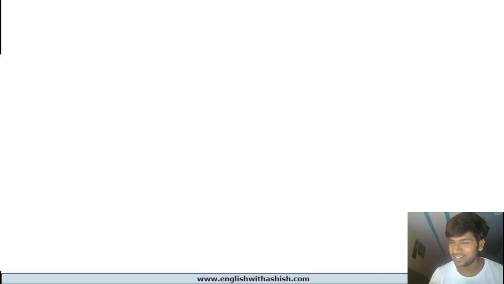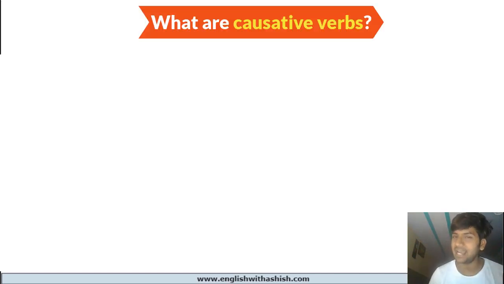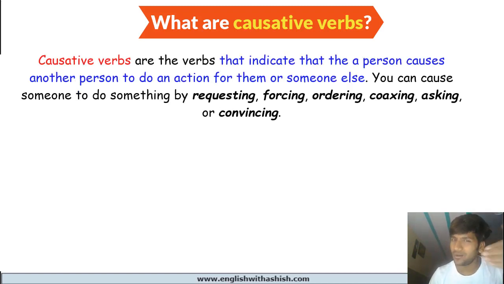Alright everybody, the very first thing we'll do is understand what exactly causative verbs are. Just look at the word causative. Something that causes something, right? So causative verbs, as the name goes, are verbs that indicate that a person causes another person to do an action for them or somebody else. This is what a causative verb does.